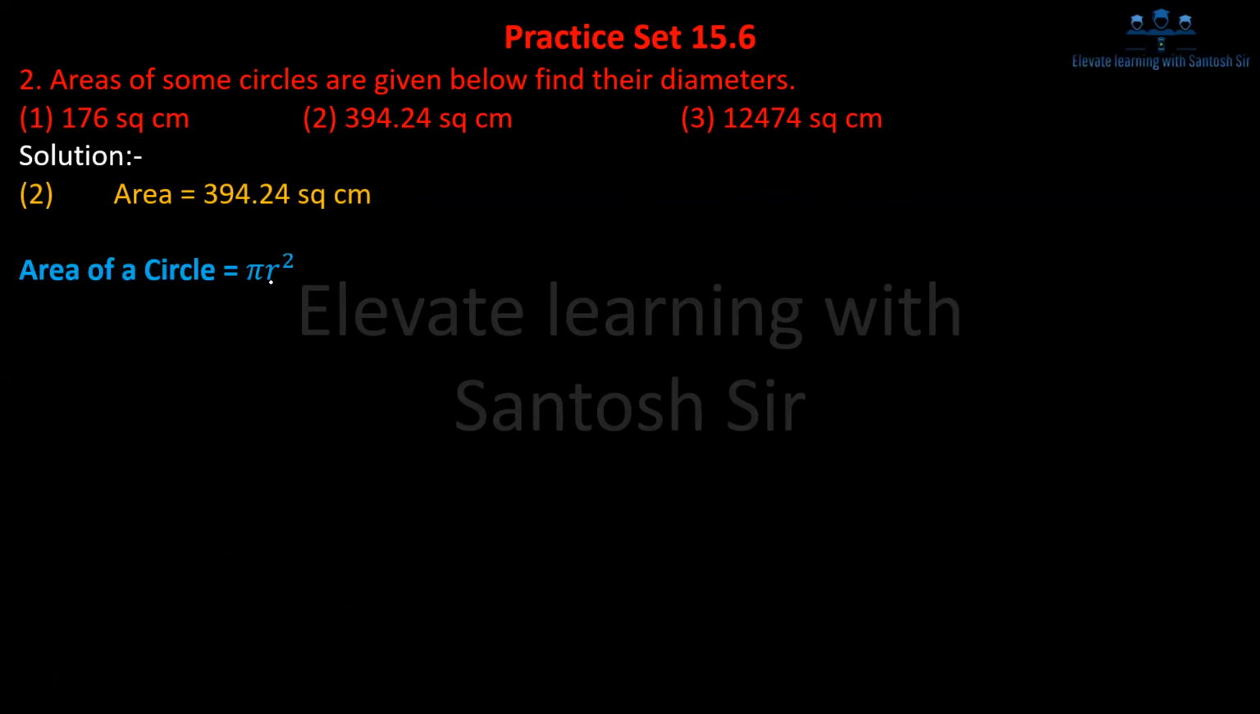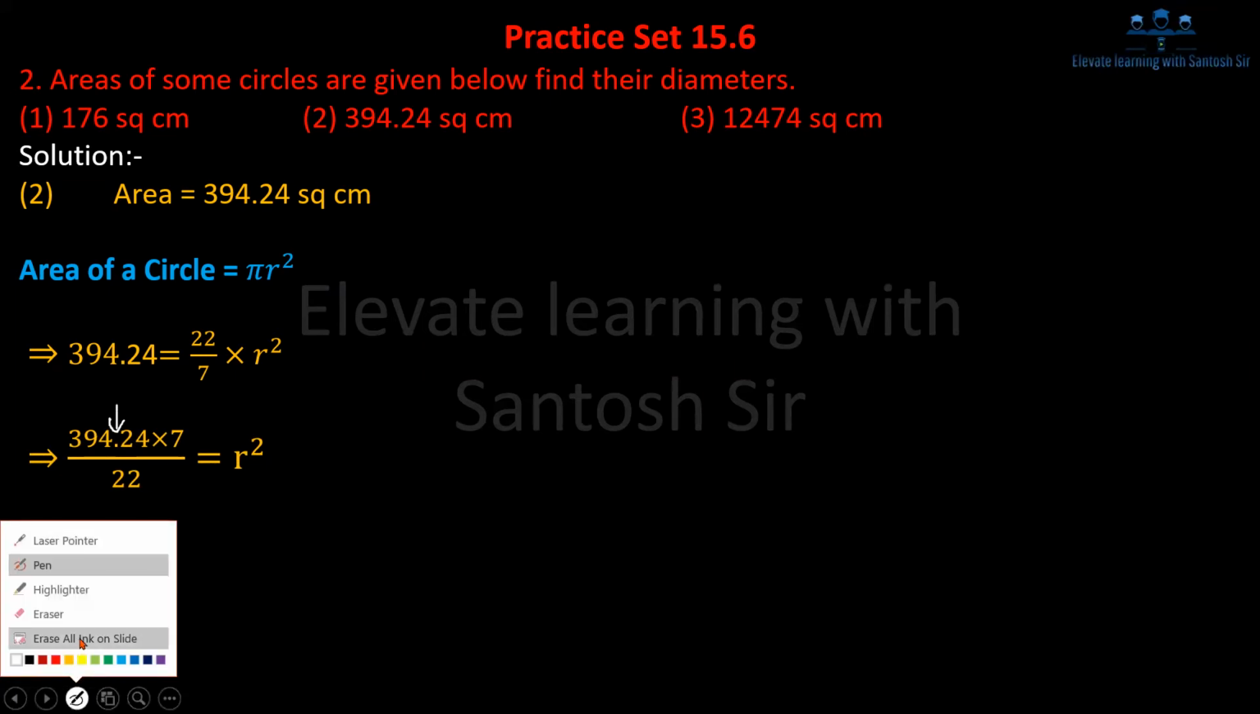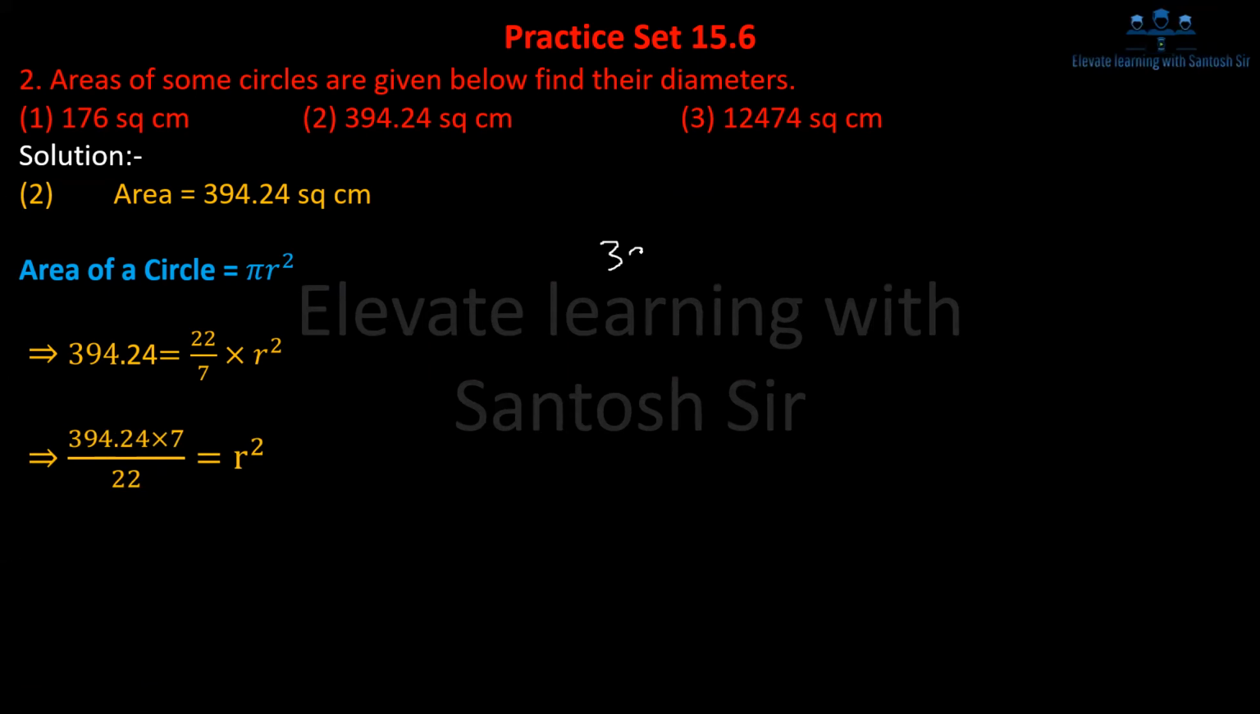Area of circle is given by pi r square. We will substitute the value. Now let us shift 7 and 22 to the left hand side. We will get 394.24 multiplied by 7 upon 22 is equal to r square. Now, as we have a decimal number over here, we can get rid of this decimal by making 394.24 equal to 39424 upon 100. Since there are two numbers after the decimal point, we will divide it by 100. Okay, so we will get this.